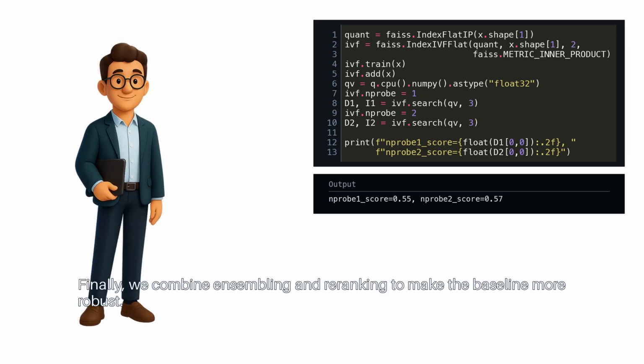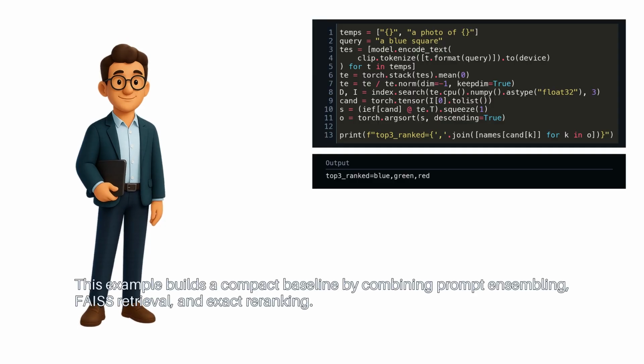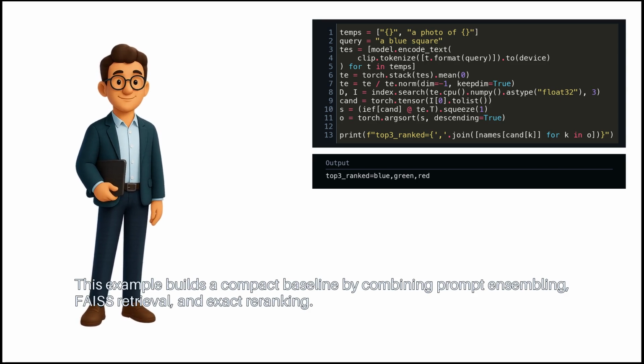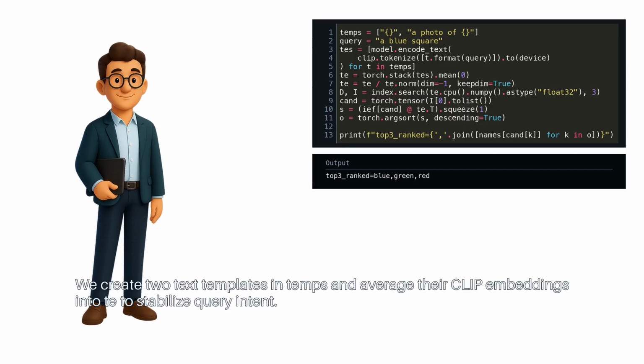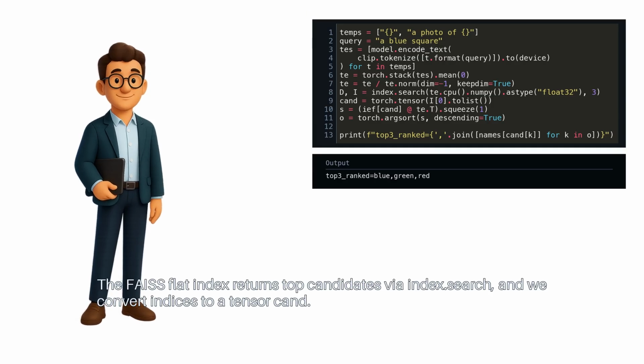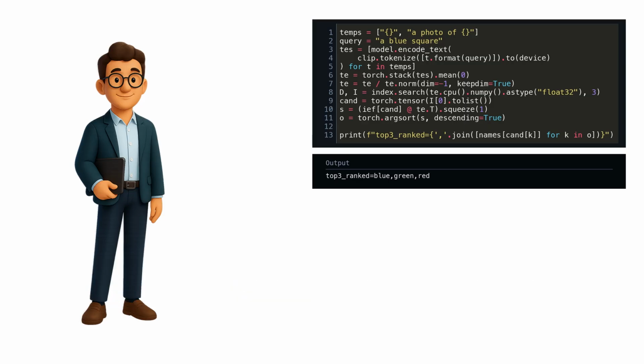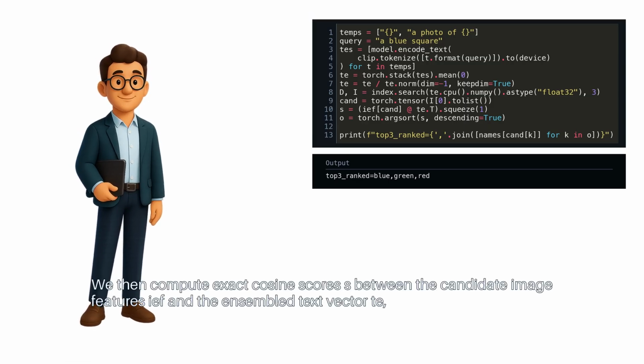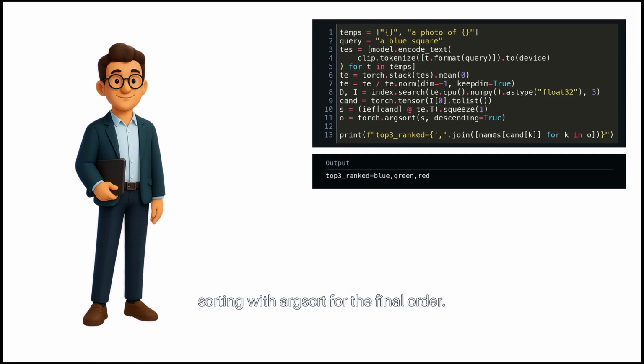Finally, we combine ensembling and reranking to make the baseline more robust. This example builds a compact baseline by combining prompt ensembling, FAISS retrieval, and exact re-ranking. We create 2 text templates in temps and average their CLIP embeddings into TE to stabilize query intent. The FAISS flat index returns top candidates via index.search, and we convert indices to a tensor called cand. We then compute exact cosine scores S between the candidate image features IEF and the ensembled text vector TE, sorting with argsort for the final order.